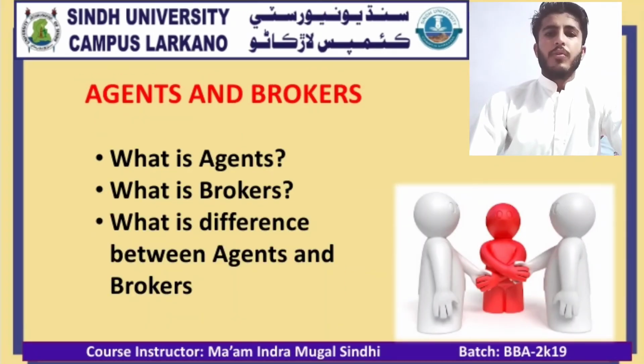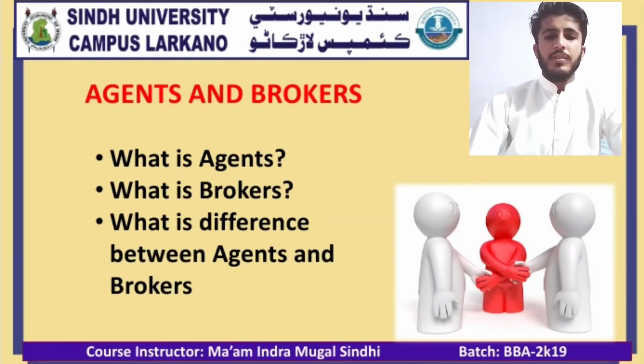Now agents and brokers. So first of all, what is an agent? An agent is someone who legally represents the principal and has the authority to act on the principal's behalf. Authority may be expressed, implied, and apparent. The principal is responsible for all acts of an agent when the agent is acting within the scope of authority. A property and casualty agent has the power to bind the insurer.